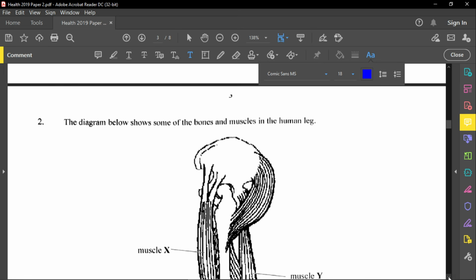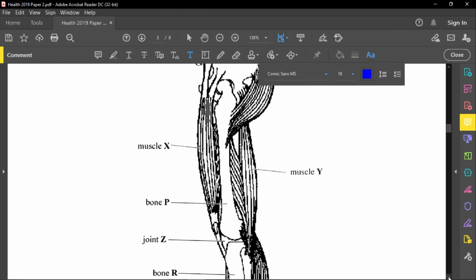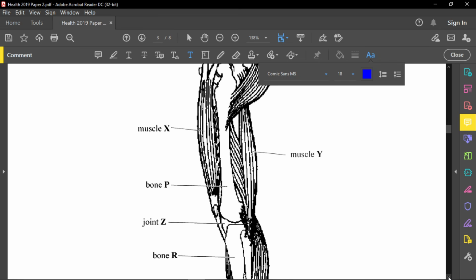All right, so question number 2 is a diagram below shows some of the bones and muscles in the human leg. So we have some bones and muscles here. We can actually label these, but I'm going to point out something here with these muscles. They're not generally asked in your BJC examination, but just for information purposes, so you don't have to really remember them. You need to know the bicep, the tricep, and those muscles, right?